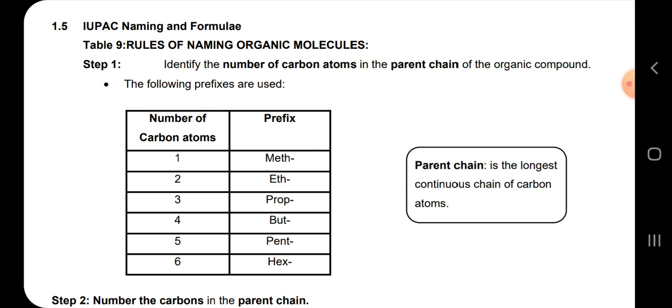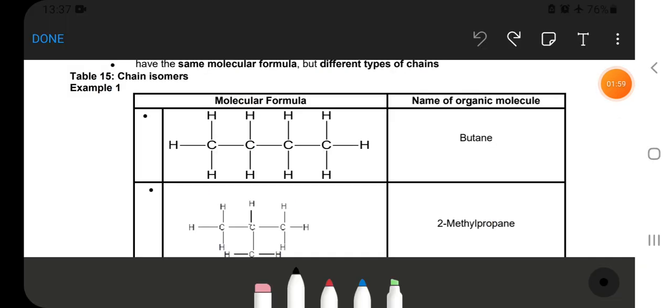Now these are the rules of naming organic molecules. The first step is to identify the number of carbon atoms in the parent chain of the organic compound. So the parent chain, let's look at it. All right, let's look at this molecular structure.